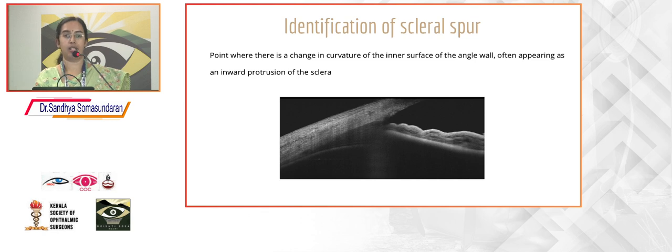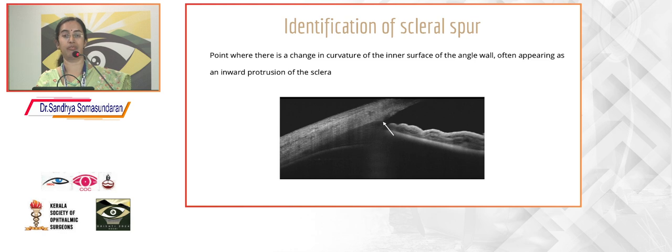Now, as I said earlier, identification of the scleral spur is the most important step in ASOCT interpretation. So how can you identify the scleral spur? There are three different methods. The scleral spur is described as a point where there is a change in curvature of the inner surface of the angle wall, often appearing as an inward protrusion of the sclera.